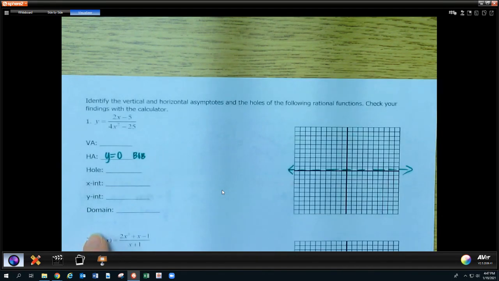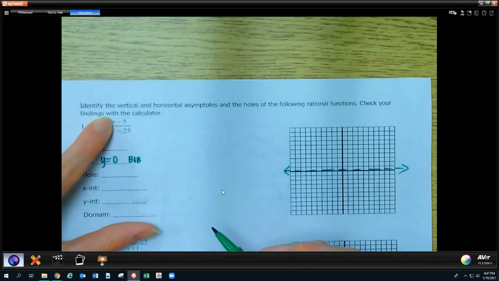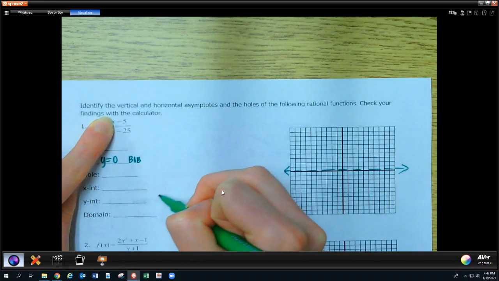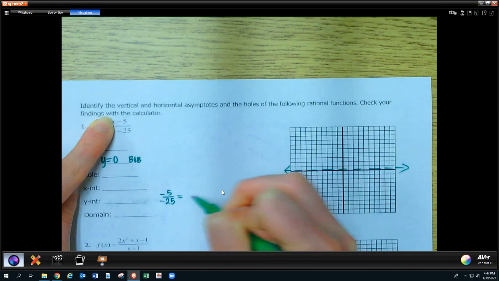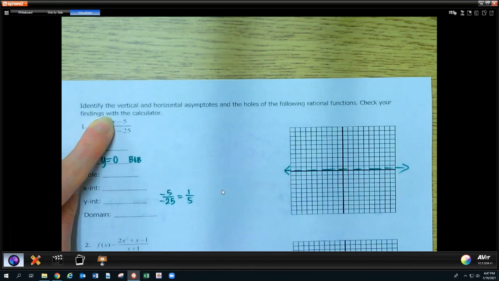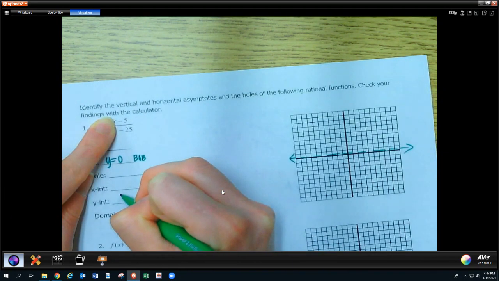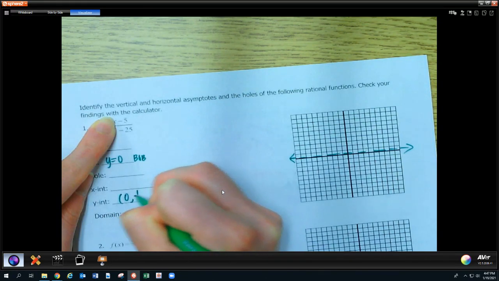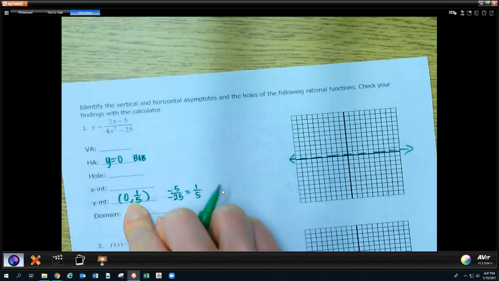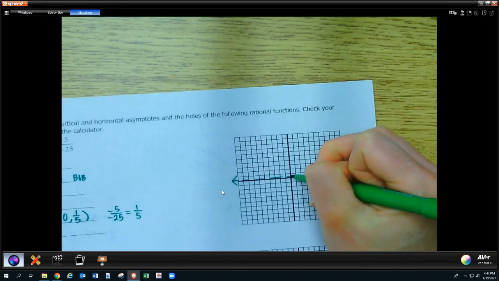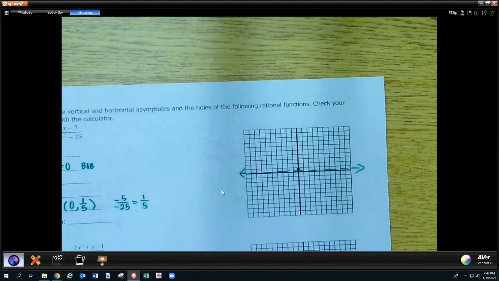Next, we're going to find the y-intercept. This is where we plug in 0 for all the x's. And so if I plug in 0 for these x's, I'm left with a -5 over a -25, which simplifies to positive 1/5. And so my y-intercept is (0, 1/5). Remember, this is an equation. This is an ordered pair. And so for my y-intercept, it's just slightly above 0 at 1/5. And so I'm just going to put it right there.